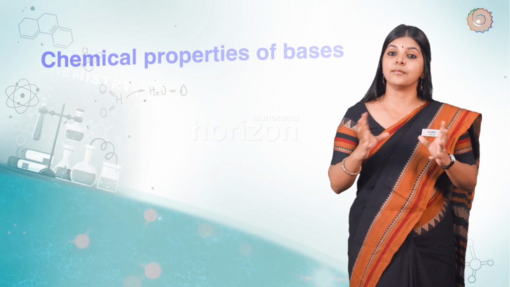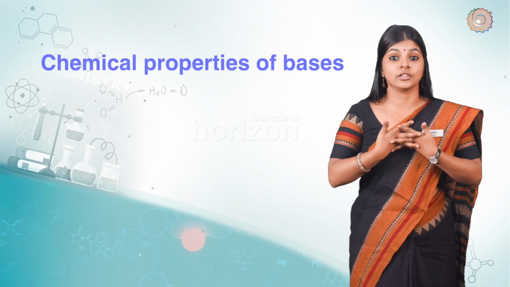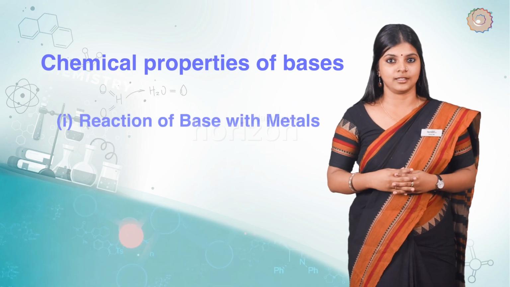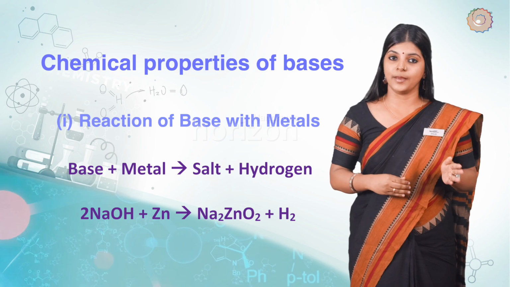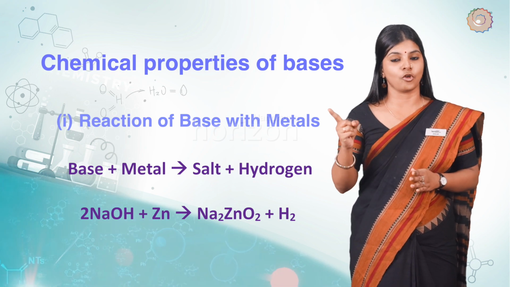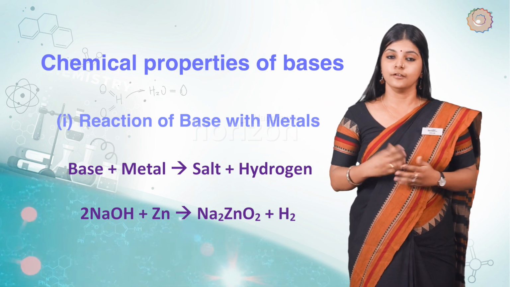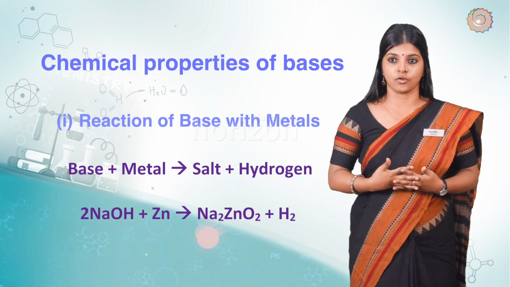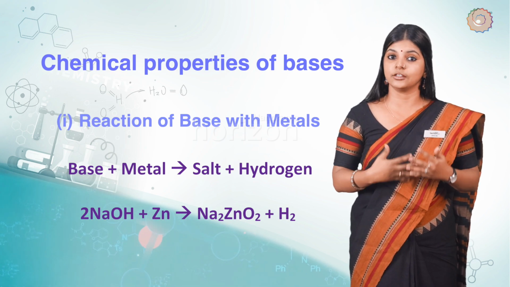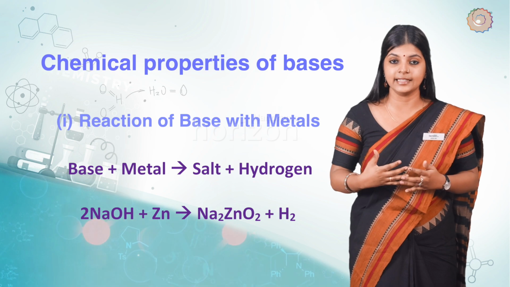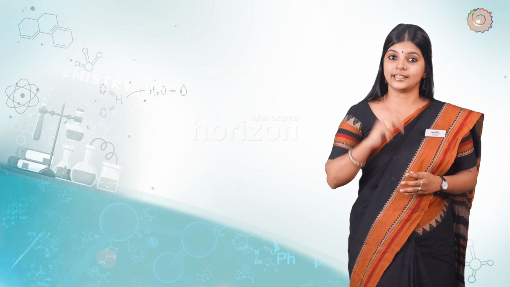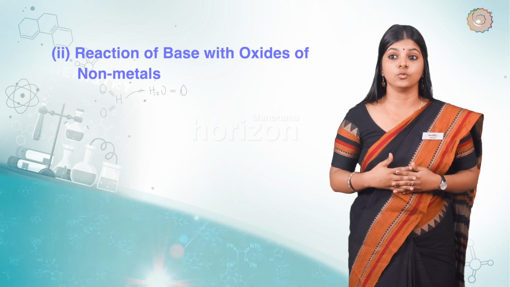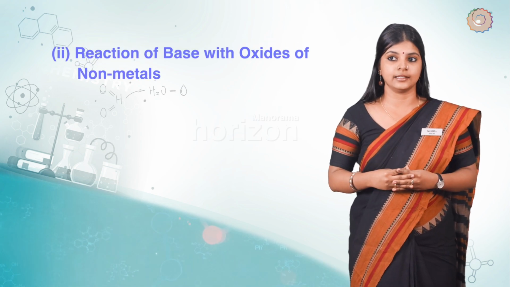Now let's see some of the chemical properties of bases, which include reactions of bases with various substances. The first reaction is the reaction of a base with metals. When a base reacts with a metal, you get salt and hydrogen. For example, you react sodium hydroxide with zinc metal, you're going to get a salt, which is sodium zincate, plus hydrogen gas is evolved.